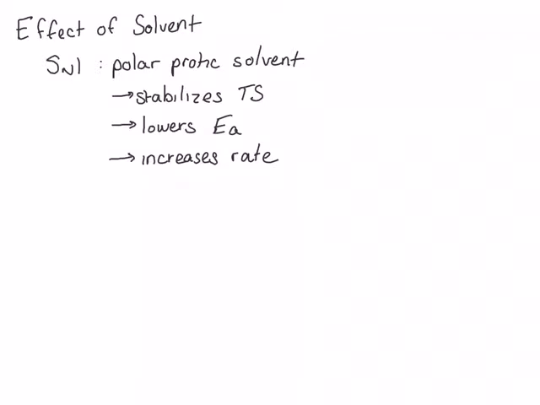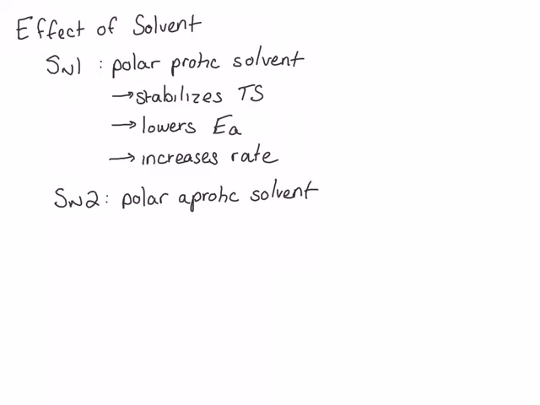An SN2 mechanism, on the other hand, benefits most from a polar aprotic solvent. A polar aprotic solvent is very good at dissolving the reactants. Additionally, it does not weaken the nucleophile like a polar protic solvent does. Because an SN2 reaction requires a strong nucleophile, this helps speed up the SN2 reaction, allowing it to predominate in this type of solvent.